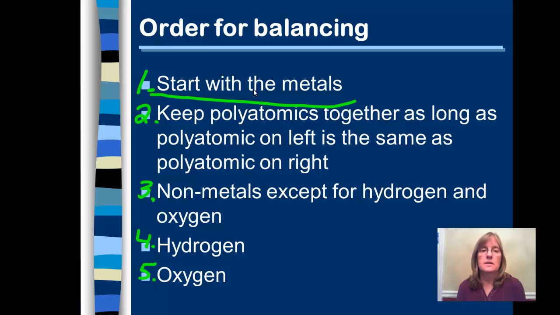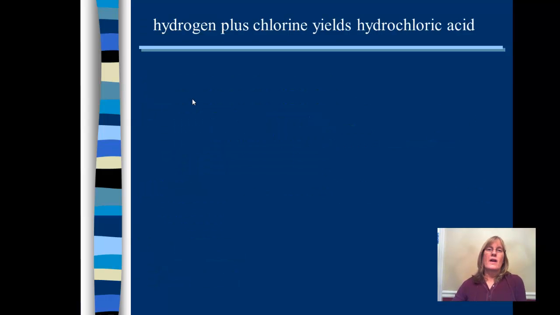Now I'll be explaining all of this in a moment. Next, balance the nonmetals, except for hydrogen and oxygen. Save those for last. Then we're going to balance hydrogen, and then we're going to balance oxygen. Now stop and pause and write these steps down. All right, here's an example.